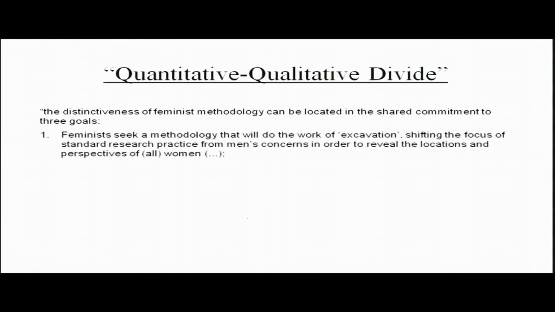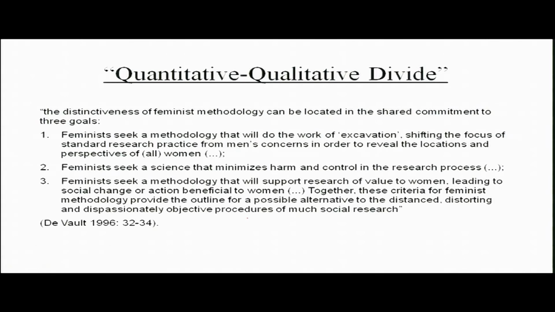So, I would go back to the understanding of feminist methodology here and point out that in 96 DeVault actually talked about how the distinctiveness of feminist methodology can be located in a shared commitment to three goals. The three goals are: feminists seek a methodology that will do the work of excavation, shifting the focus of standard research practice from men's concerns in order to reveal the locations and perspectives of all women.